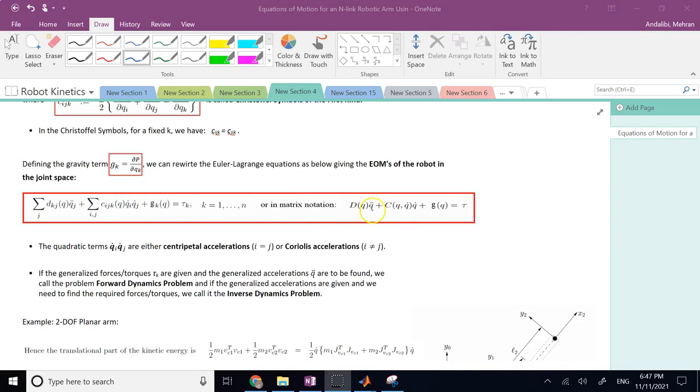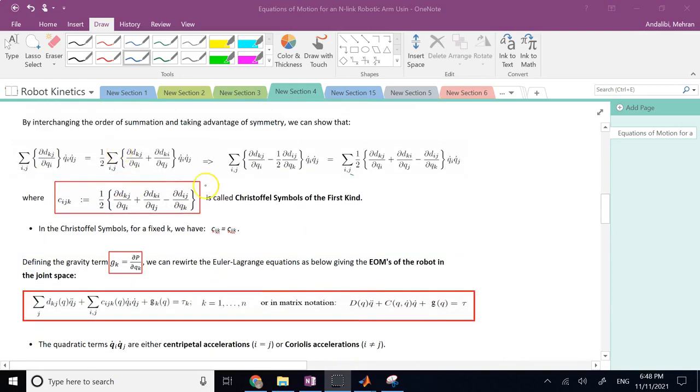If you remember from last time, we showed that the equation of motion for N-link robots will be of the form D(q) q double dot plus C(q, q dot) q dot vector plus G(q) equals tau. So G and tau are vectors, q and q double dot are vectors too, and C and D are matrices. The C matrix has these coefficients we call Christoffel symbols of the first kind.